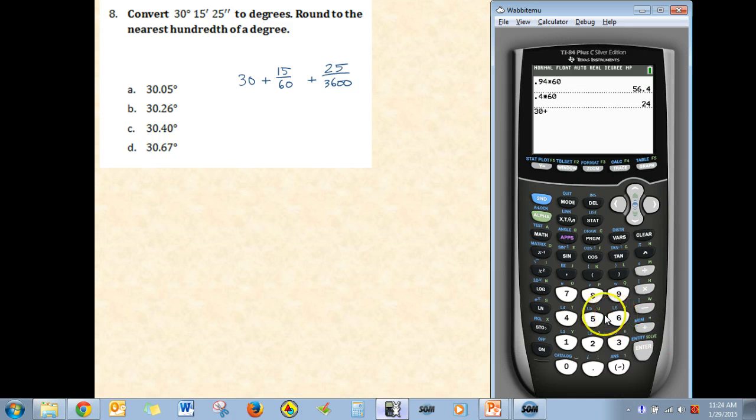30 plus 15 over 60 for 15 minutes plus 25 over 3,600 for the seconds, and I get 30.2569, which would round to 30.26.